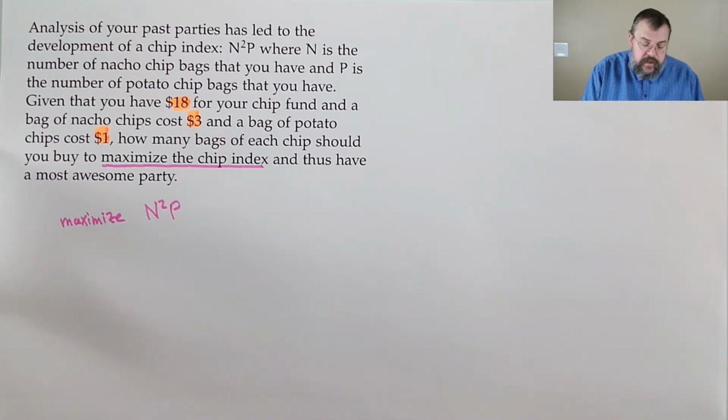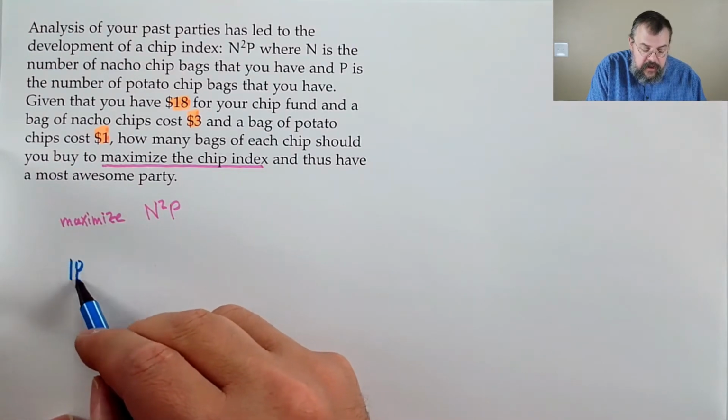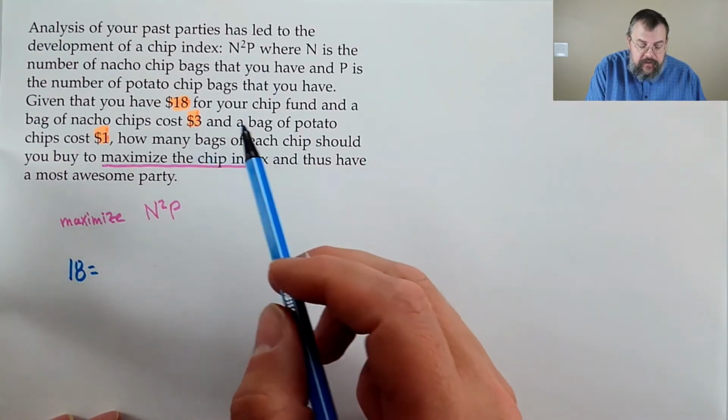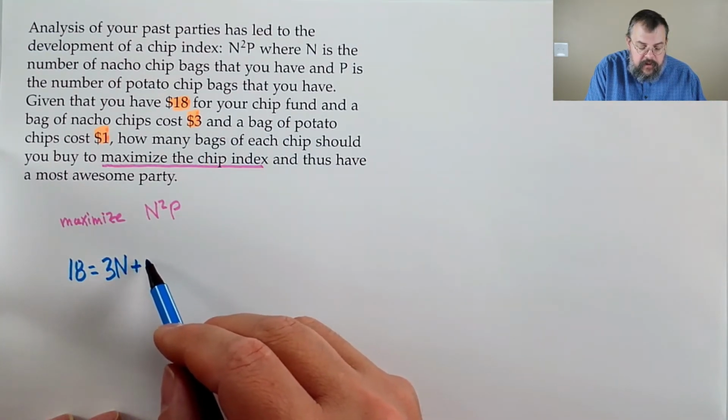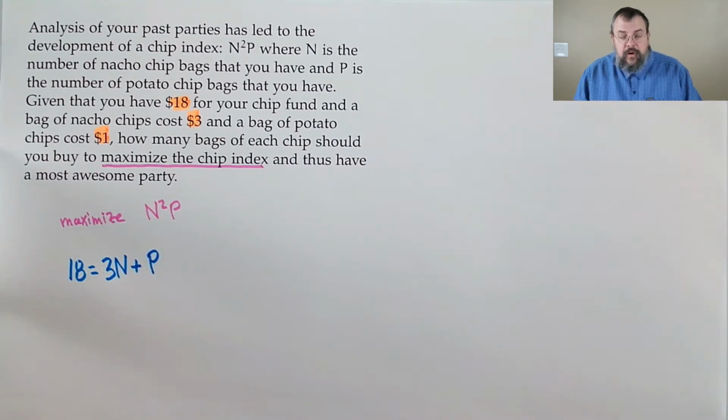So let's see what we have. So $18, well, it's $3 for every bag of nacho chips, so that's 3 times N, and $1 for every bag of potato chips, so that's 1 times P. So now we have a relationship. We can't buy infinite amounts of nachos and infinite amounts of potato chips. See, that's the thing with optimization, we don't have unlimited resources. We have to say, okay, given the resources that we have, what's the best outcome? And so we're looking for that sweet balance. And so we got to figure out how to connect these together.